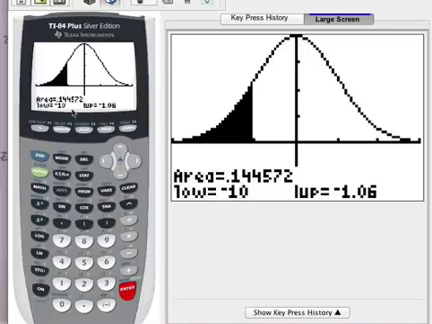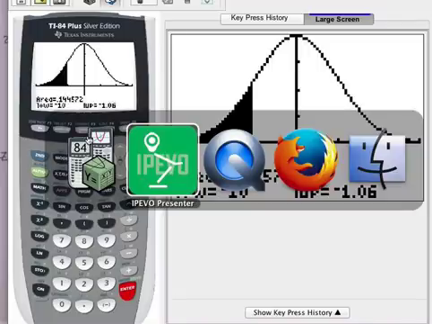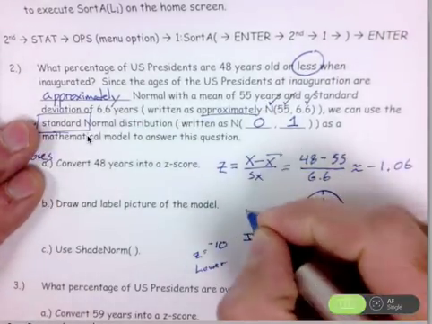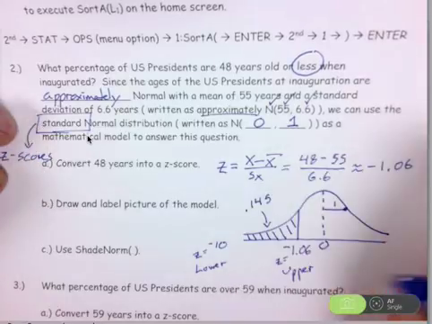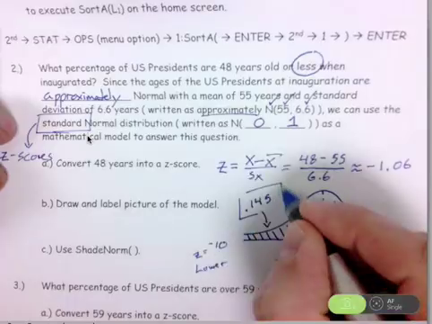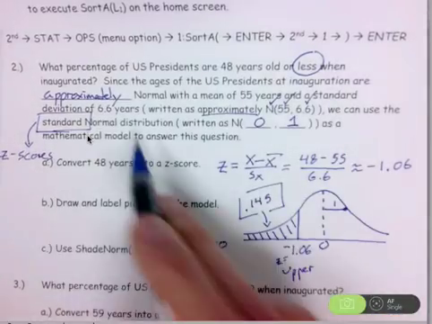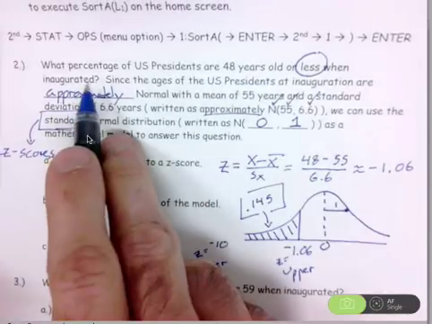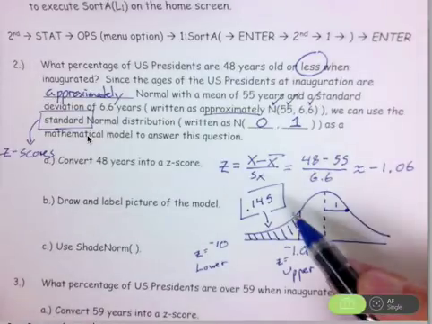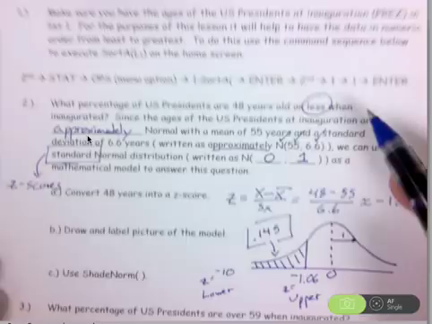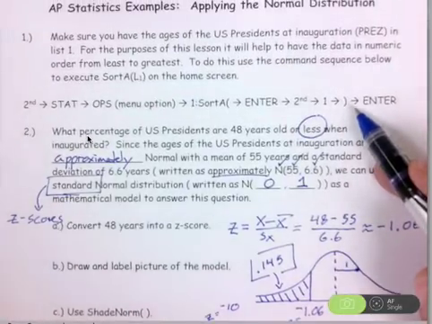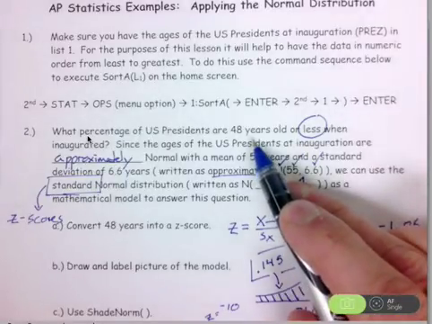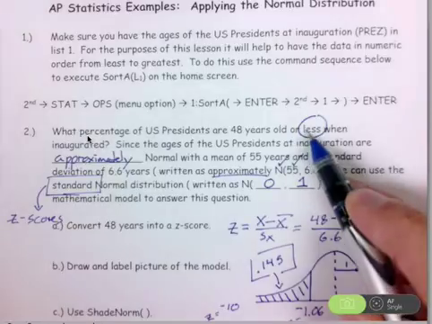14.5%. So our model suggests, and you should label your shaded area, 0.145 approximately. That shaded area is 0.145, which corresponds to about 14.5%. According to our model, that is the answer to the question, what percentage of U.S. presidents are 48 years old or less when they're inaugurated? What I wanted you to realize is this is the answer that the model predicts, but because we took the time to sort our data, we can actually go see how accurate this prediction was for our model. So let's look at how many presidents were 48 years old or less when they were inaugurated.